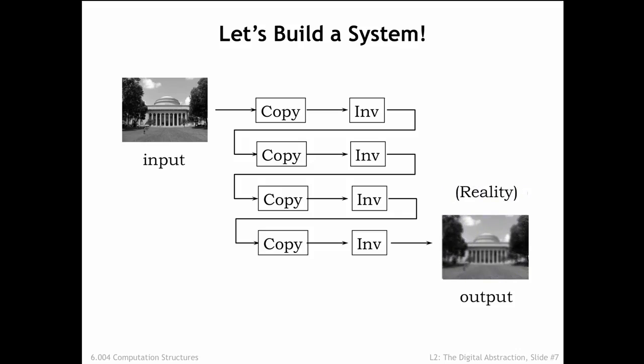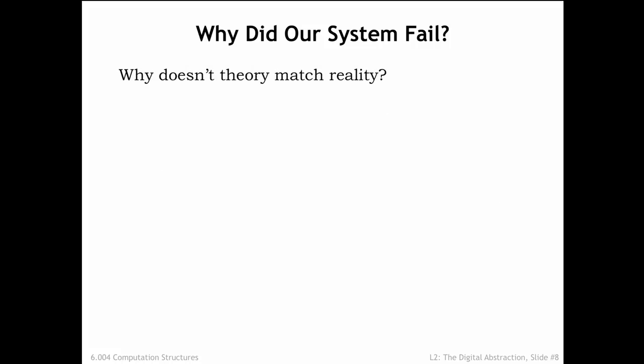But in reality, the output image isn't a perfect copy of the input. It's slightly fuzzy. The intensities are slightly off, and it looks like sharp changes in intensity have been smoothed out, creating a blurry reproduction of the original. What went wrong? Why doesn't theory match reality?